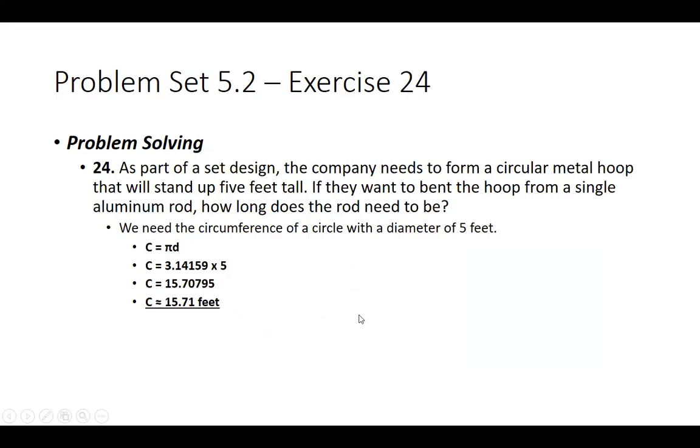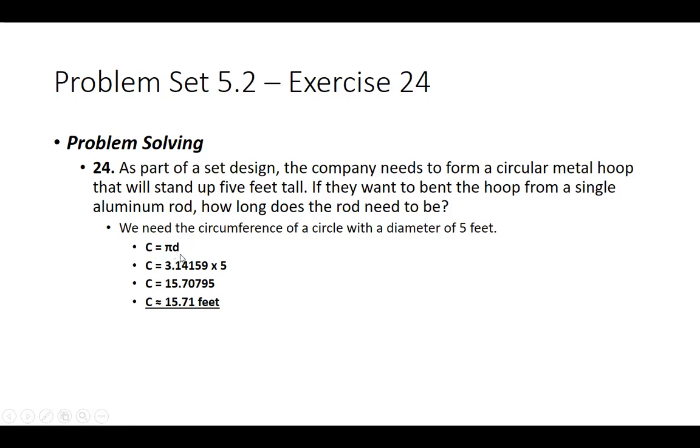Number 24. As part of a set design, the company needs to form a circular metal hoop that will stand up 5 feet tall. If they want to bend the hoop from a single aluminum rod, how long does the rod need to be? So we need to know the circumference of a circle with a diameter of 5 feet. Once this circle is standing up, top to bottom, it would be 5 feet. Top to bottom would be a diameter. Since it's a circle, we want circumference.